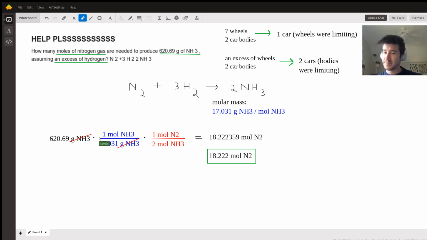And then it looks like we're doing multiplication and division, which means that our sig fig rules are telling us to preserve the total number of significant figures, which in this case would be 5. So I would get 18.222 moles of N2.